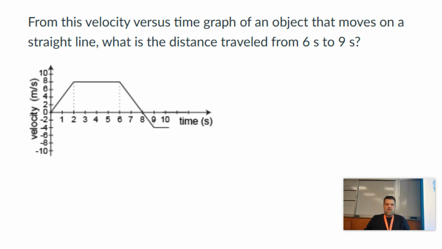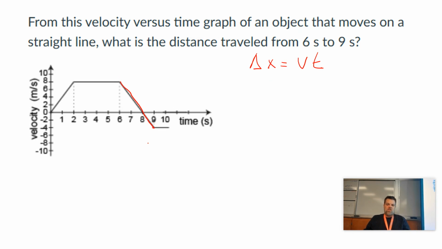So for this one, it says from the velocity versus time graph, an object moves on a straight line, which is the distance from 6 to 9 seconds. So we're trying to figure out the total distance from here to here, right? So we're interested in this right here. So remember that the distance is equal to the velocity times time, all right?